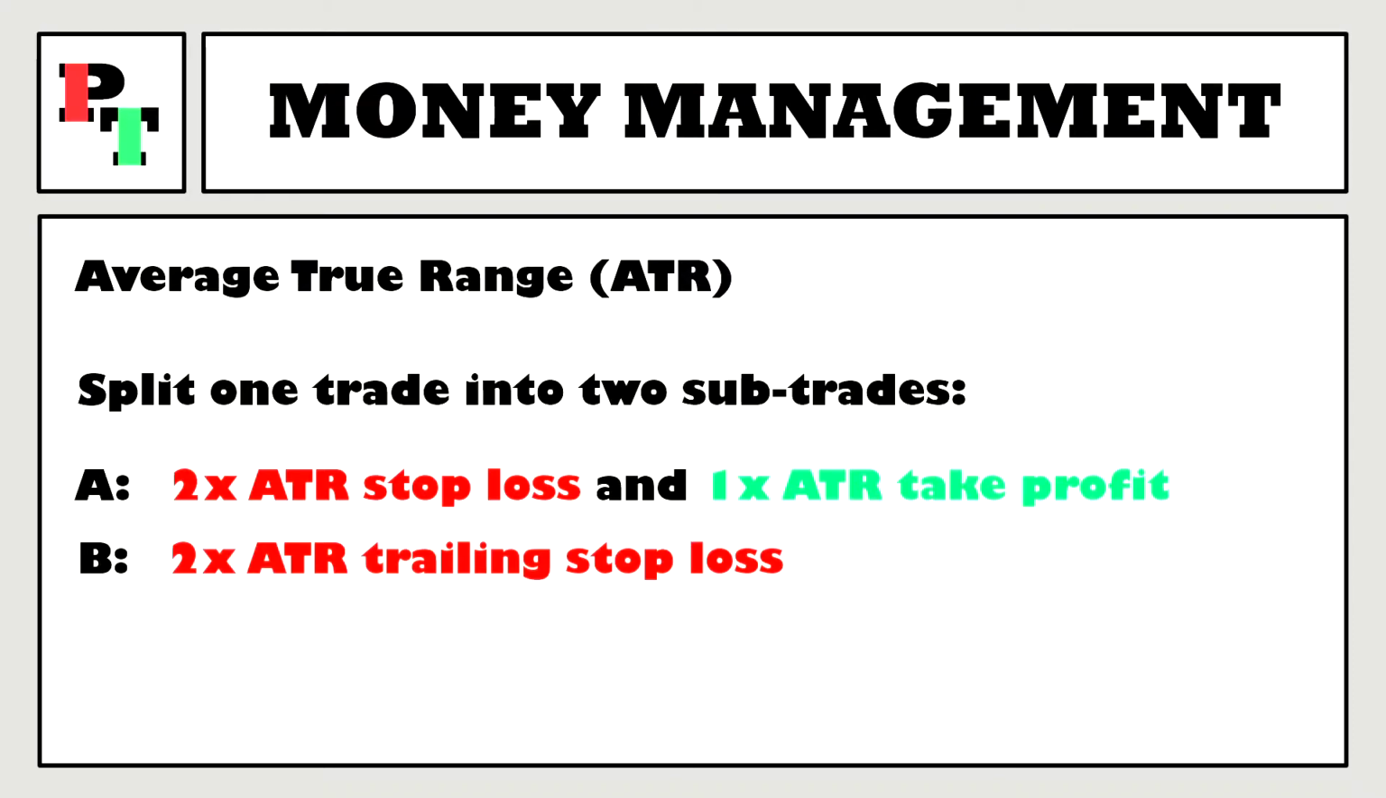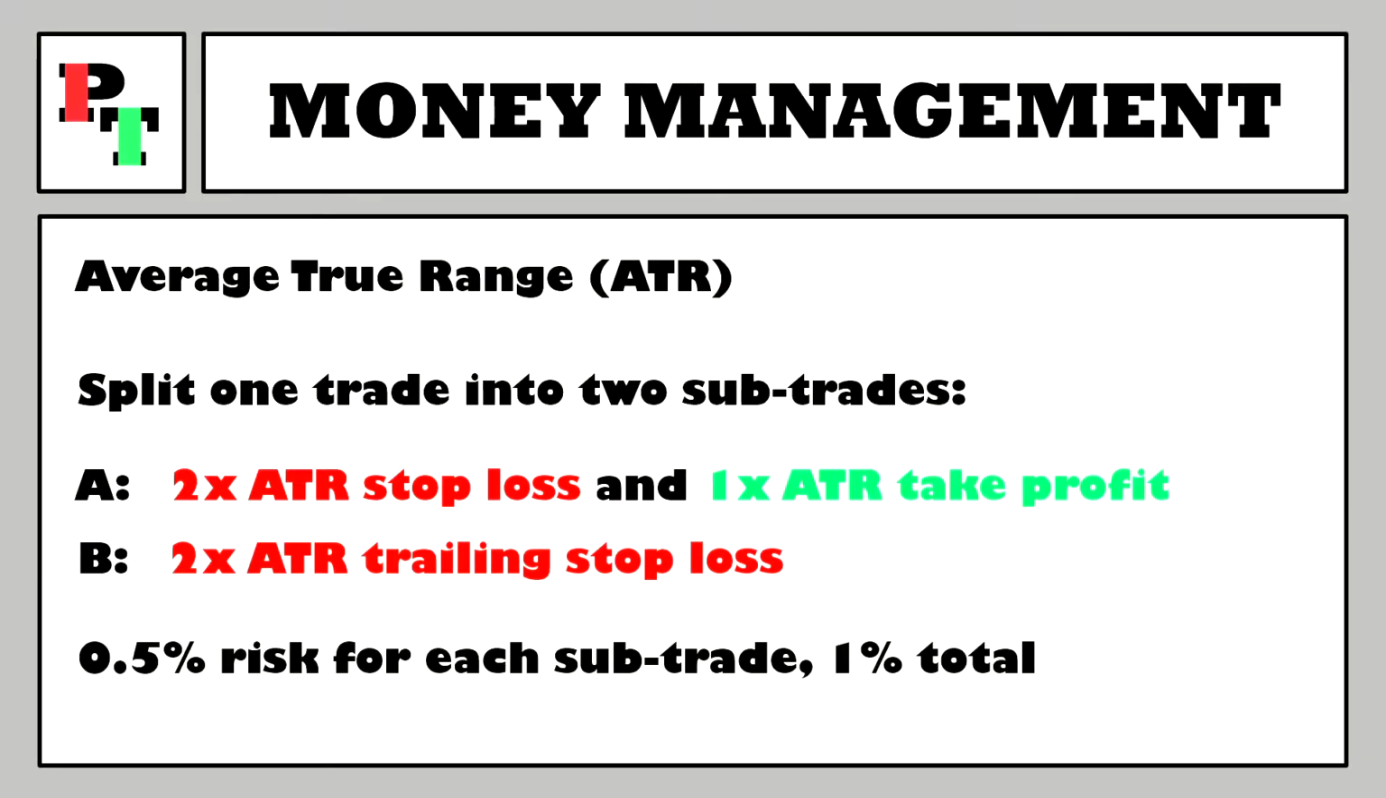Since we're using trend indicators though, we do want to give it a chance to try and run to the good, so our subtrade B will be using a trailing stop loss, which will also begin at 2 times the ATR value from our entry price. Each of those subtrades will be at a 0.5% capital risk for a 1% risk total per trade.